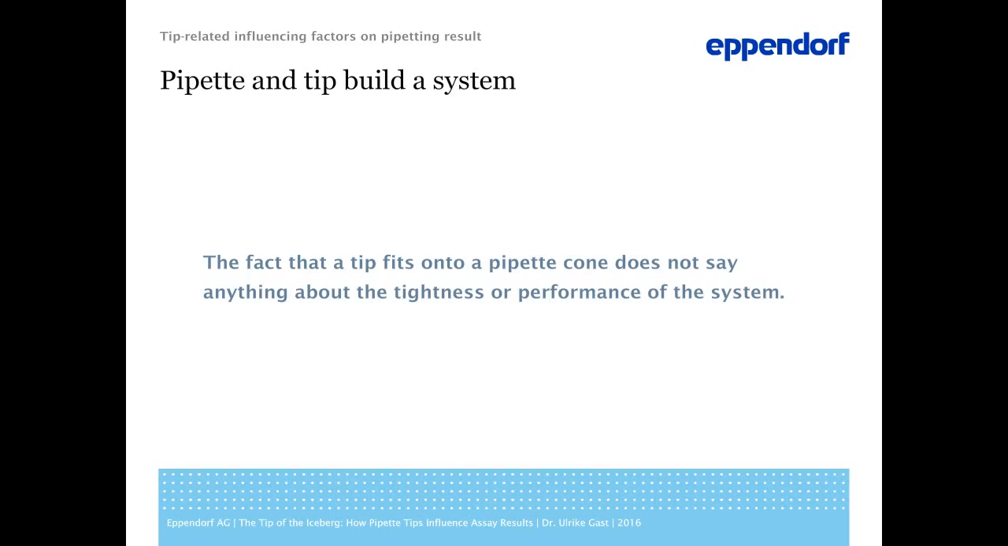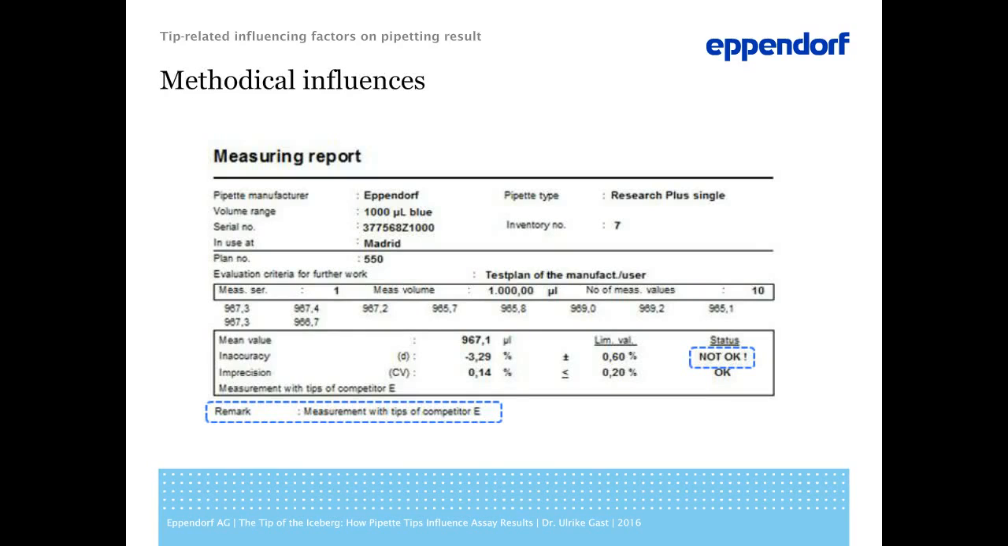Next, I would like to give you one last example before deducing recommendations. Can you remember the calibration protocols I showed you at the beginning of this webinar? The system was working correctly with Eppendorf tips, but it exceeded the allowed error limits for the inaccuracy when using the alternative tips. Well, this calibration was performed using one tip for all 10 measurements of the calibration. In other words, the tip was reused 10 times. In contrast, the ISO 8655 recommends to use a new tip for each individual measurement.